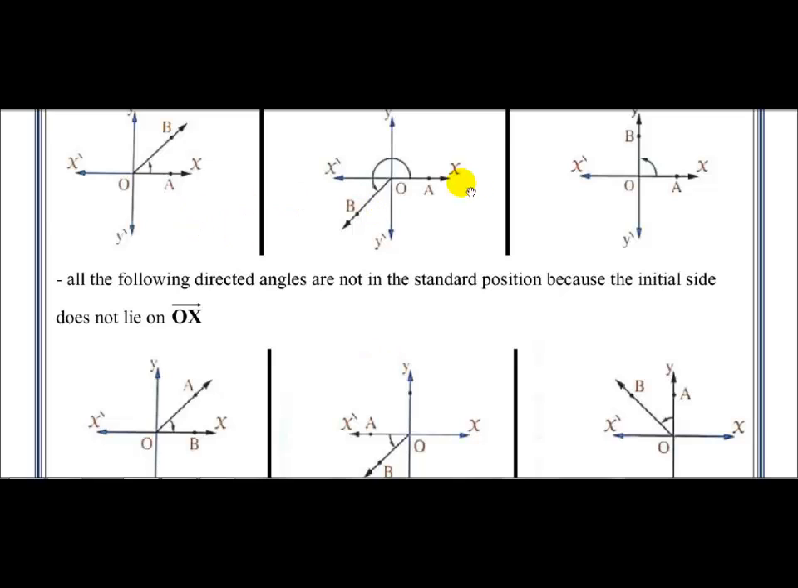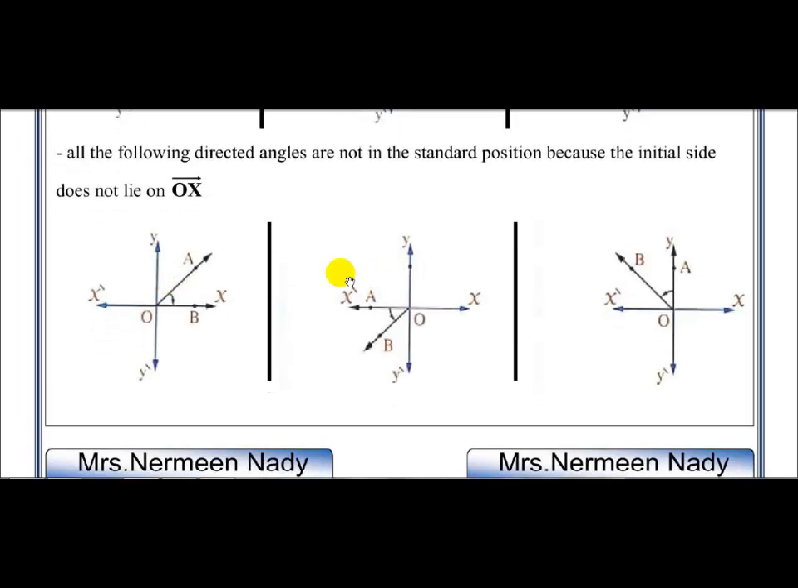Like all these angles. But look at these angles. In this angle, what is my initial, OA or OB? Do you see this arrow? It starts from OA, so this is the initial. My initial side lies in the first quadrant. It is not on the positive direction of the x-axis, so this directed angle is not in the standard position.